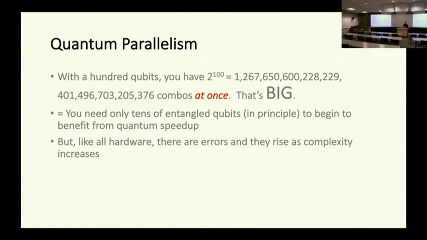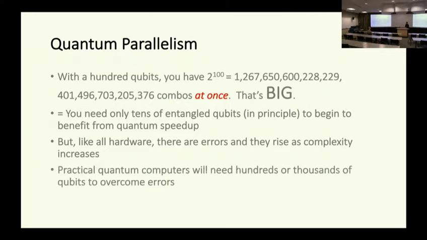The problem is this all sounds good in principle, but in practice, you have to deal with hardware, and that's where the complexity comes in. Just implementing qubits is hard, and increasing the number of qubits, as you can see, is extremely hard. In order to deal with these errors, practical quantum computers are going to need hundreds of thousands of qubits to actually overcome errors. We're nowhere close to that.